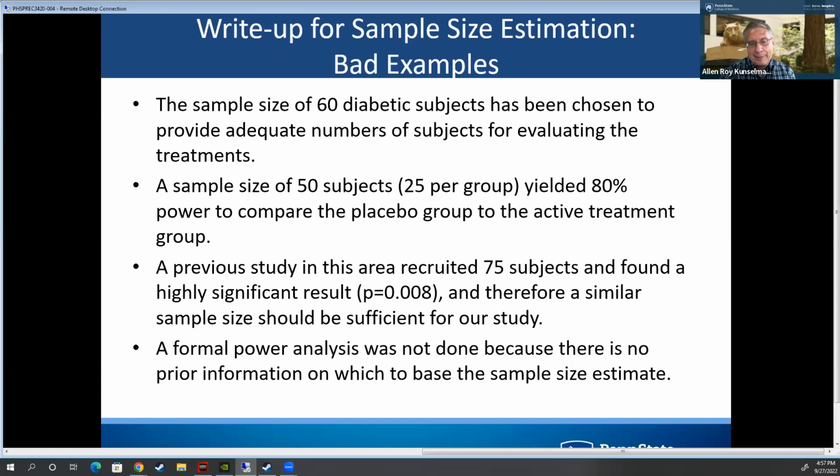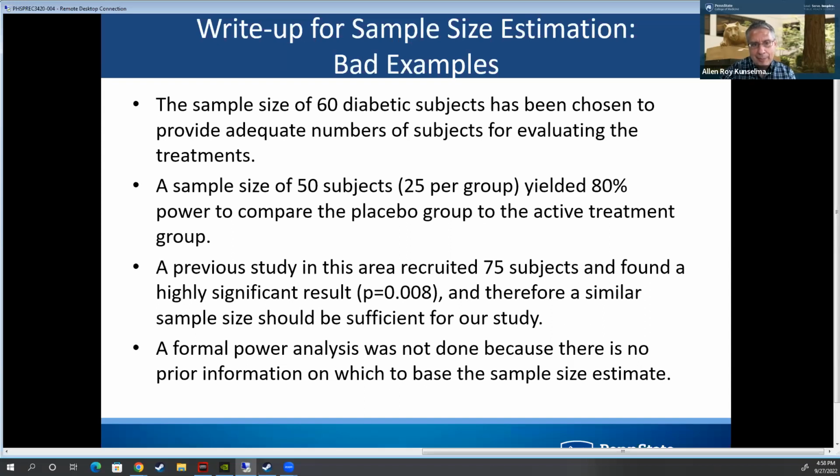The next example: a sample size of 50 subjects, 25 per group, yielded 80% power to compare a placebo group to an active treatment group. Well, this is better. It tells me I got 25 per group, has 80% power, and it tells me what groups I'm actually comparing, placebo or active. But it doesn't say what I'm trying to detect, like what's my effect size? What's the outcome? Is it systolic blood pressure? Is it HbA1c levels? What is the outcome you're looking for?